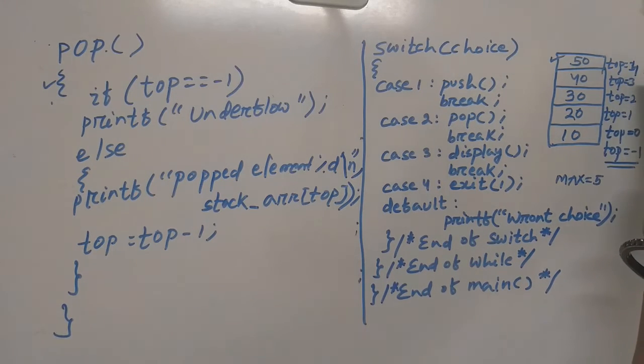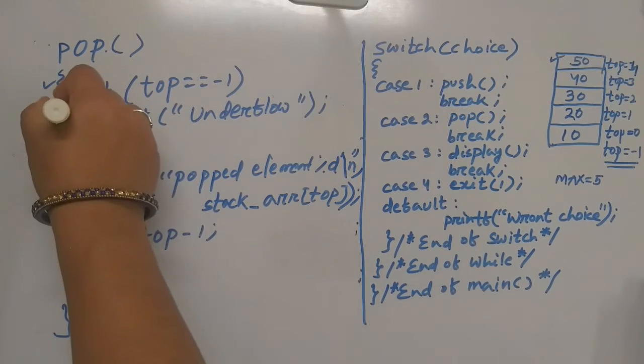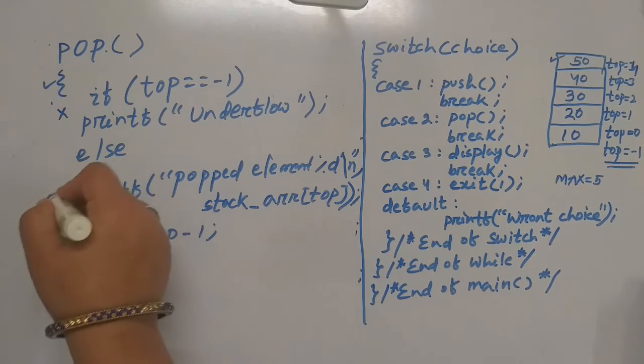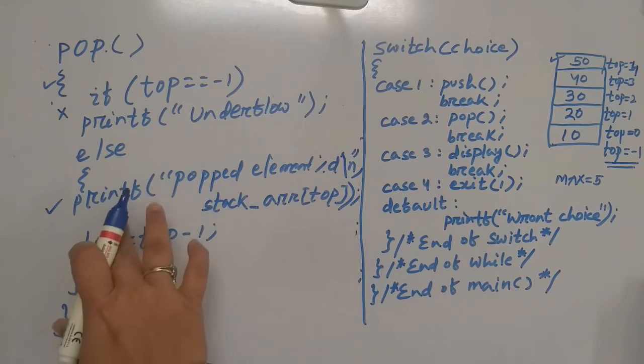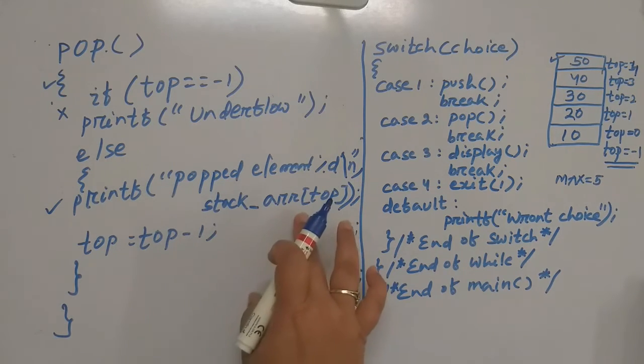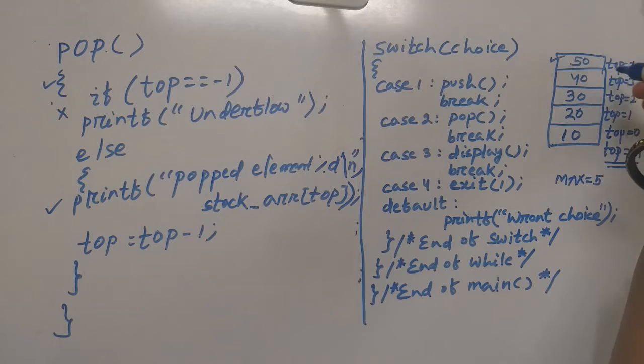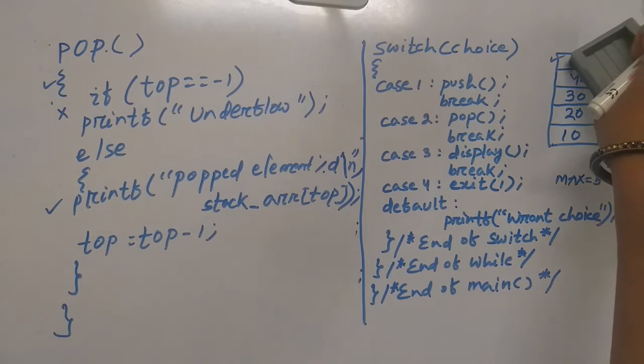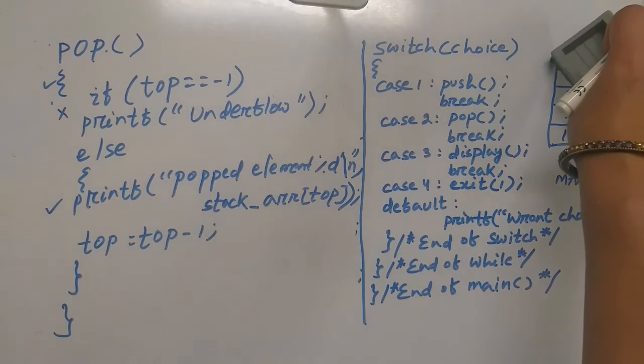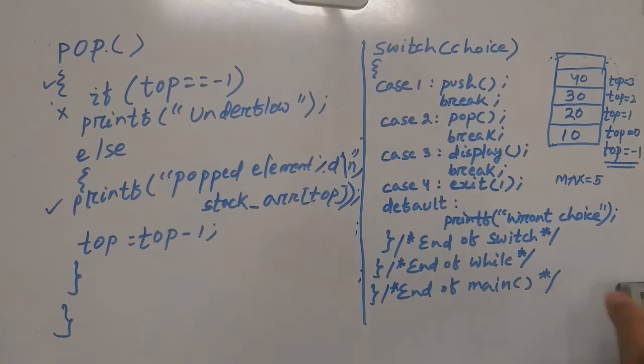Now the top equals 4, so it is not the underflow condition; this condition is not satisfied. So we go to the else part: print the popped element, stack array top. We print the top element, then top is decremented by 1, because we delete the first element from the stack. Now the top equals 3.